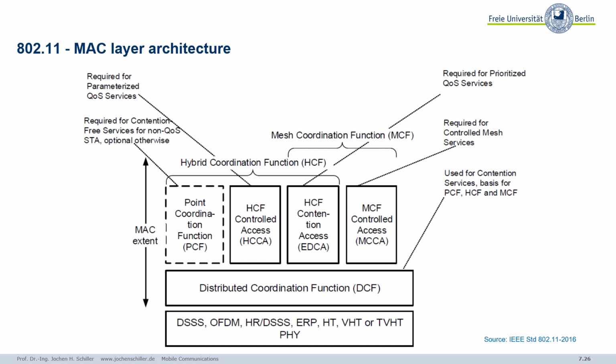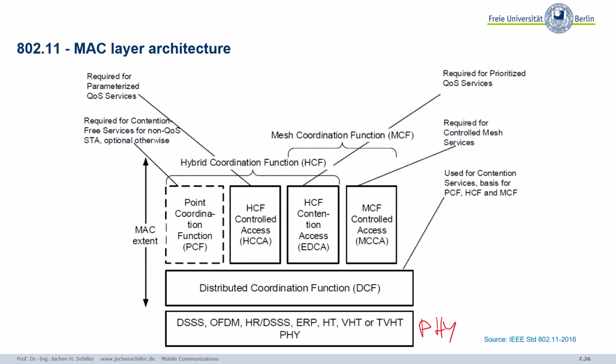Now we go one layer up from the physical layer to the MAC layer. This figure shows you the architecture of the MAC layer plus the underlying physical layer. So here we have the physical layer. Based on these different physical layers, I explained some of them, you will find the so-called distributed coordination function, DCF. That's basically the heart of the access mechanism. I will explain exactly this core component in some more detail.